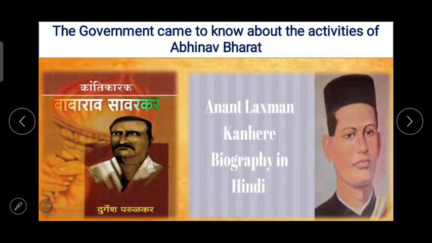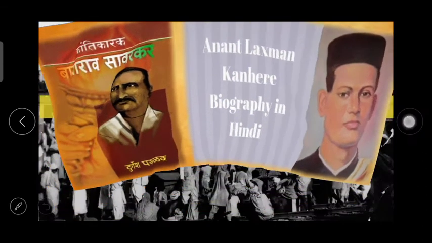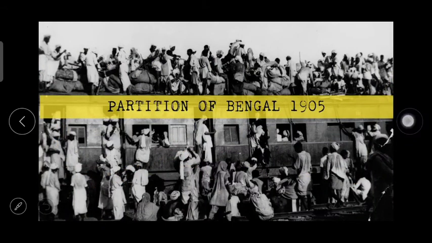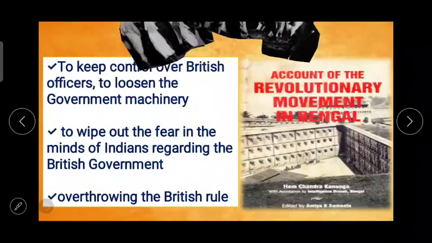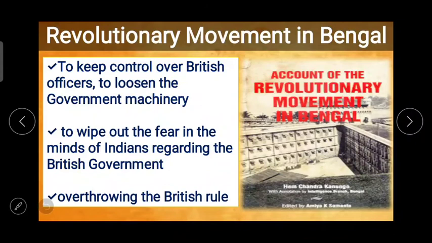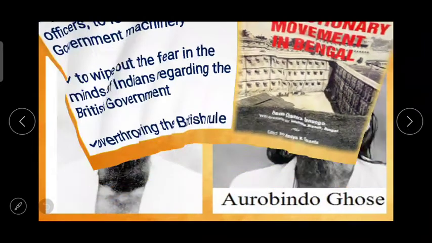And then about Babarao Savarkar and Anant Lakshman Kanhere, partition of Bengal, a revolutionary movement in Bengal, and the objectives of that: to keep control over British officers, to loosen the government machinery, to wipe out the fear in the minds of Indians regarding the British government and overthrowing the British rule.